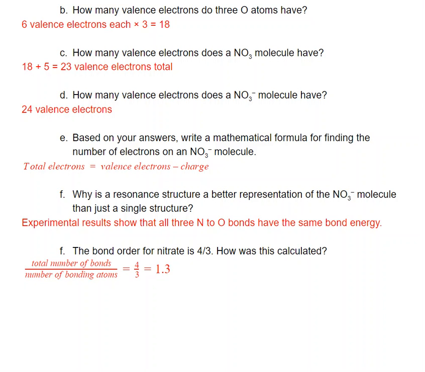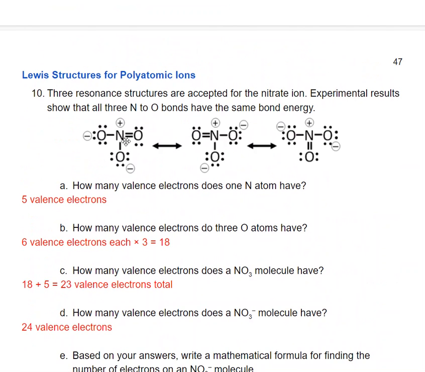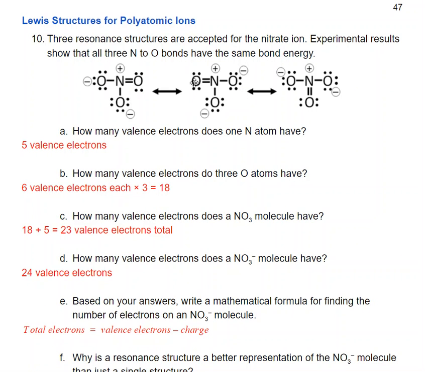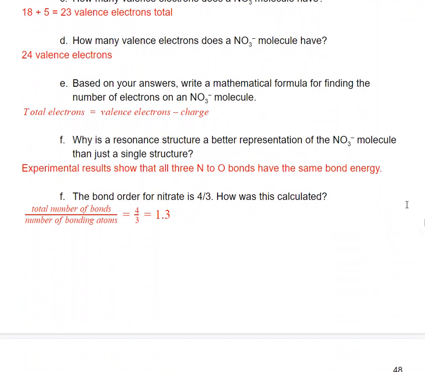So why is a resonance structure better than just a single structure? Our experimental results show that all 3 of those nitrogen to oxygen bonds have the same bond energy. So the bond order for nitrate is 4/3. This is calculated by taking the total number of bonds and dividing it by the bonding atoms. In my nitrate molecule, I've got a double bond and 2 single bonds. So that's 4 bonds total, and then I've got 3 bonding atoms, these 3 oxygens. So I predict that the bond order should be about 1.3 for nitrate.